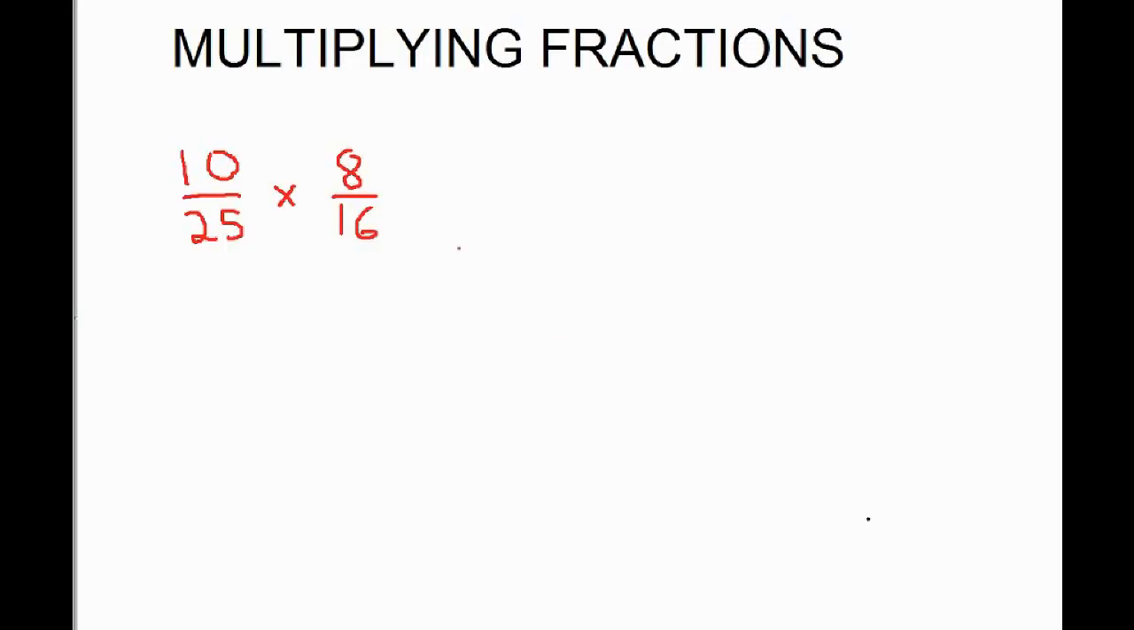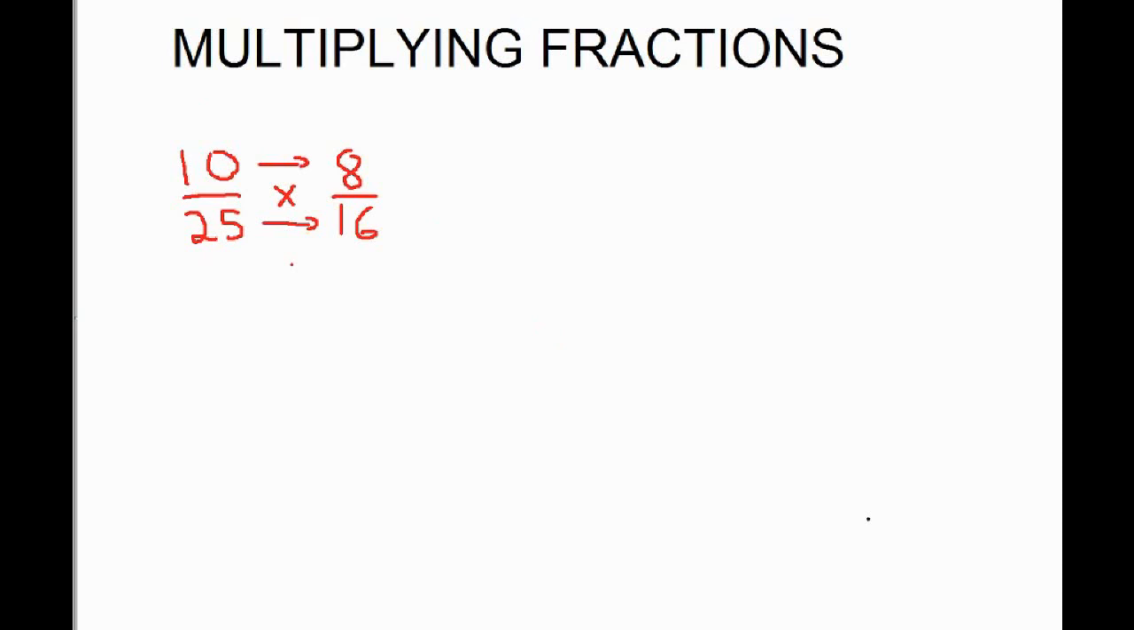So we're going to continue to talk about multiplying fractions here. In the last video, we saw an introduction to multiplying fractions, and we saw that in order to multiply fractions, we simply just multiply straight across, numerator times numerator, and denominator times denominator. So in this case, if I had to multiply these two fractions, I'd have to multiply 10 times 8 for the top number, and 25 times 16 for the bottom number.